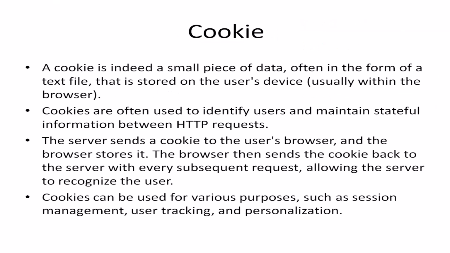Next one is cookie. A cookie is a small piece of data, often in the form of a text file, that is stored on the user device. Usually, cookies are used to identify users and maintain stateful information between HTTP requests. The server sends a cookie to the user browser and the browser stores it. The browser then sends the cookie back to the server in every subsequent request, allowing the server to recognize the user.